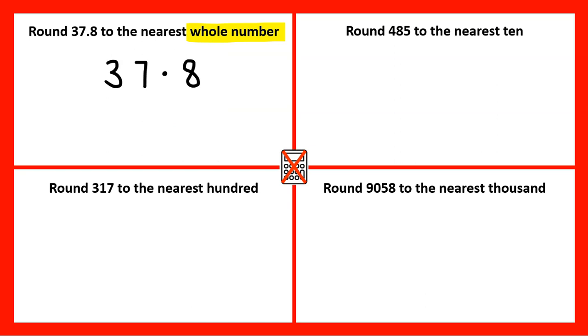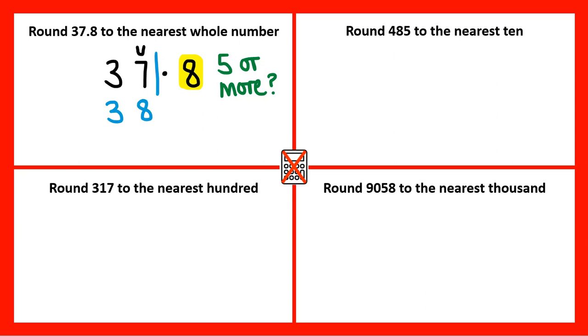When thinking about place value, our units column is this one to the left hand side of the decimal point. That means our rounding line needs to go after this column. Next, you need to look at the number in the column to the right hand side of the rounding line, and you need to decide if this number is 5 or more. In this case it is, so we will need to round up, and we will need to add 1 to the number in the units column.